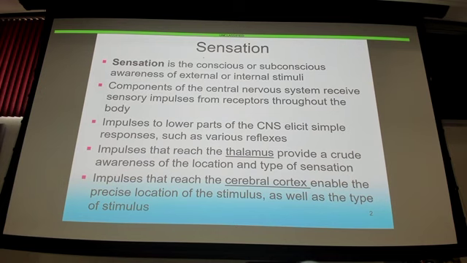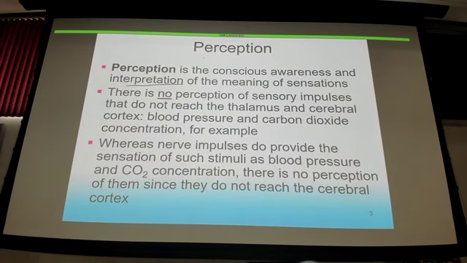This gets into things like discriminatory touch testing, that kind of stuff. So once again, no perception of sensory impulses that do not reach the thalamus or above. If they go through the thalamus, it means you're going on up to the cortex. So blood pressure, carbon dioxide, you just will not be able to sense those.